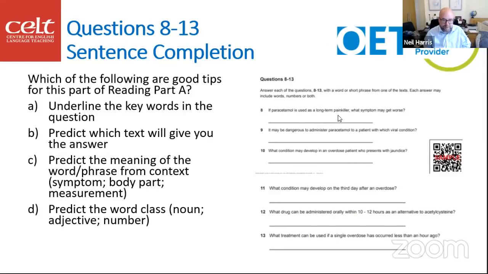So there are your tips A to D. What you need to decide is which of those are good tips for the completion of this part of the test. And again, I'll just wait a few moments to see what happens in chat.